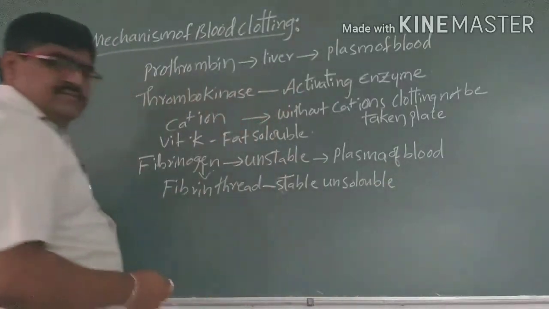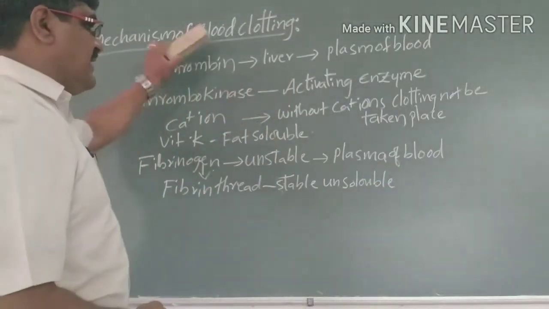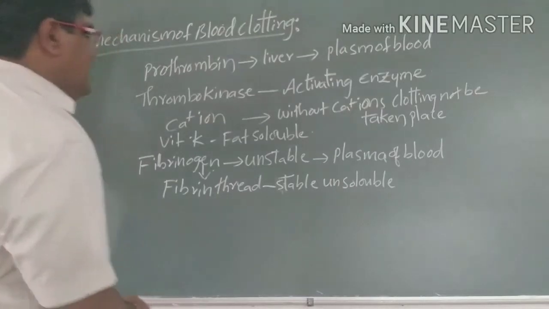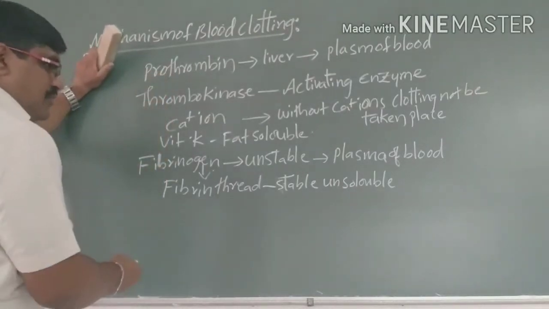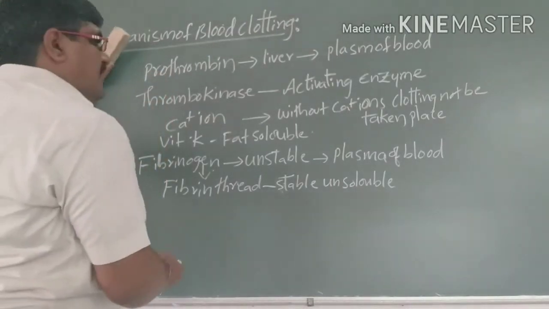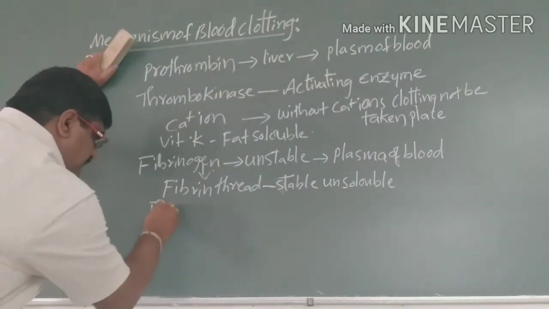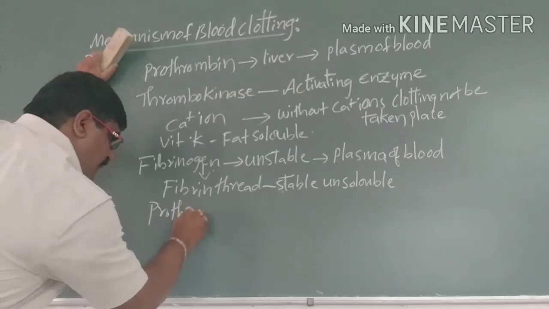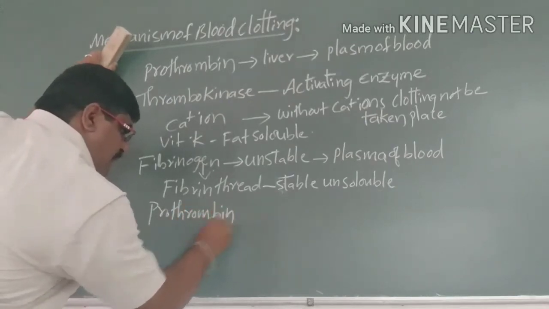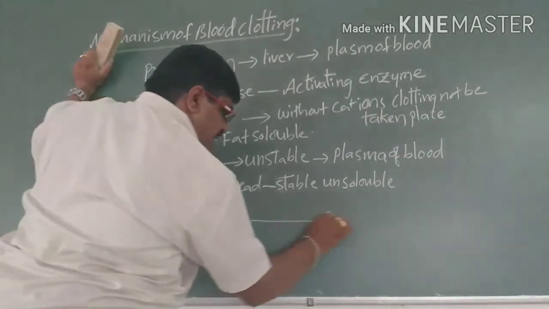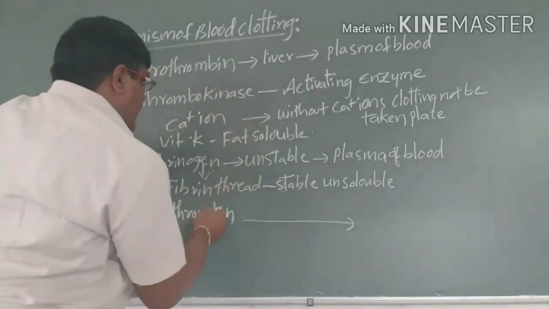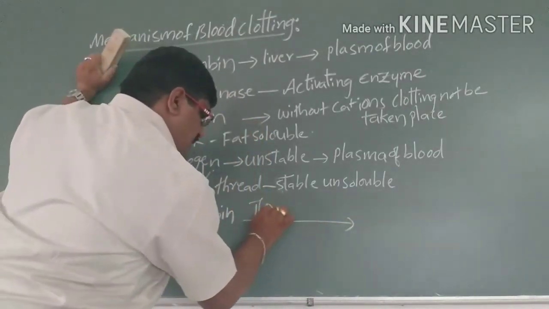So how this mechanism takes place: the prothrombin is produced, and it is acted on by the enzyme called thrombokinase.